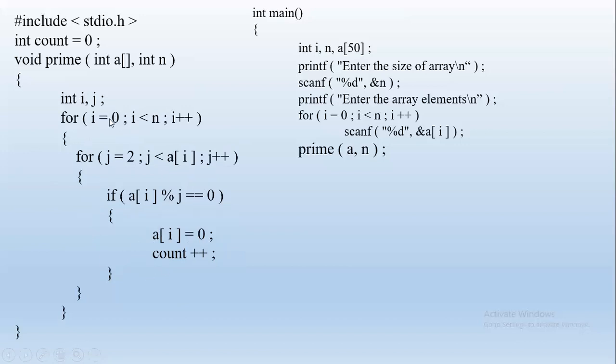Similarly, when i becomes 5, 5 is not less than 5, the condition is false. So this stops. We see that if a of 5 was non-prime, it has changed to 0. So only a of 0 and a of 3 remain.